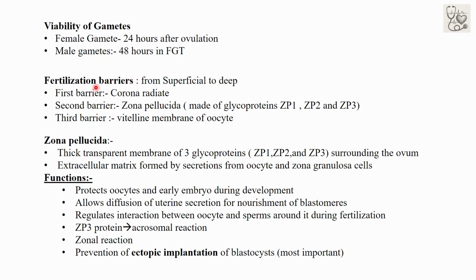Now, talking about the fertilization barrier. What is the fertilization barrier? The female gamete is protected by three barriers from superficial to deep. The first barrier is the corona radiata.